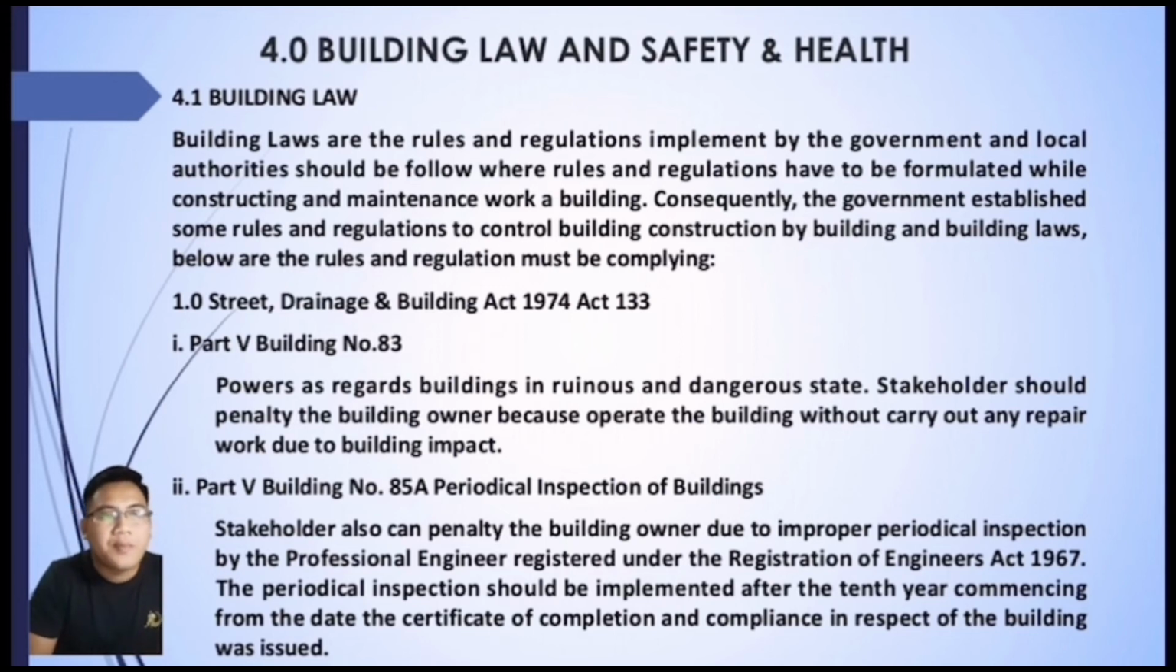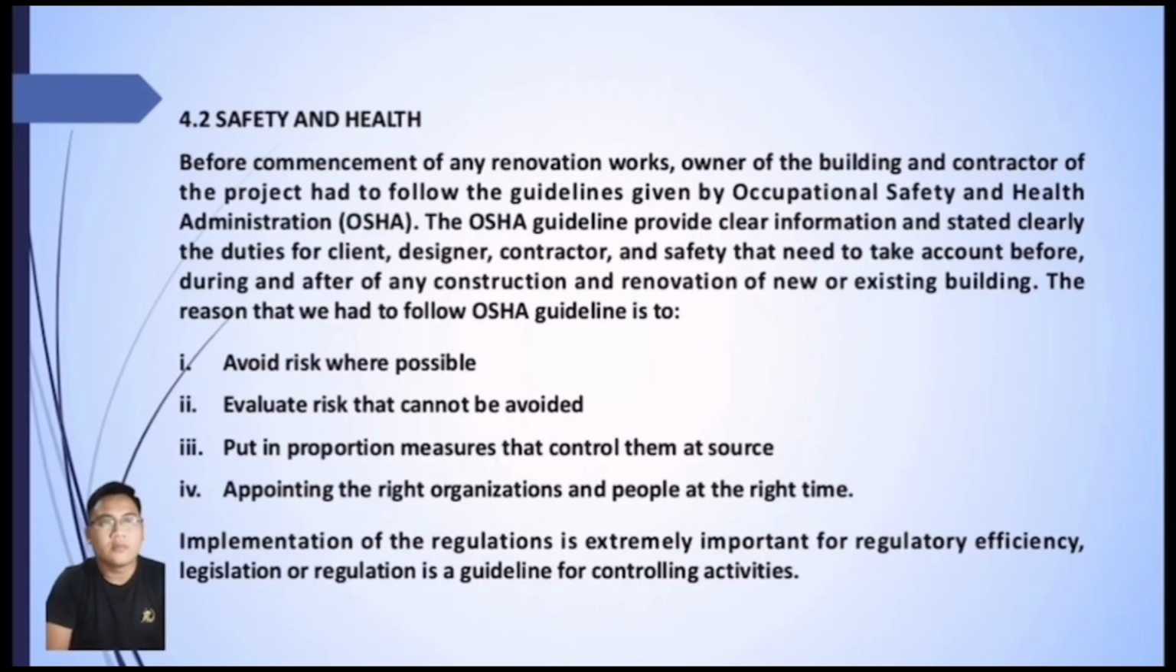Number 1. Part 5, Section 83. Power as regards buildings in ruinous and dangerous state. Number 2. Part 5, Section 85A, periodical inspection of building. Stakeholders can also penalize the building owner due to improper periodical inspection by the professional engineer registered under the Registration of Engineers Act 1967. 4.2 Safety and health.